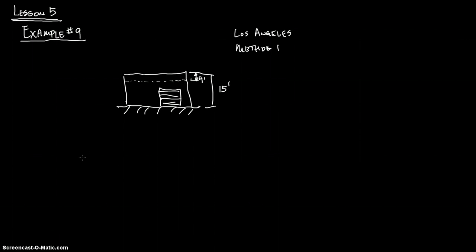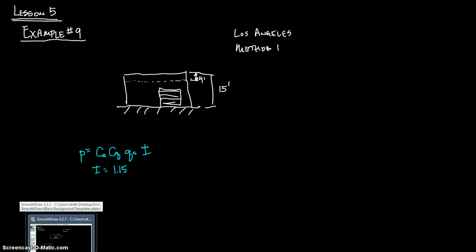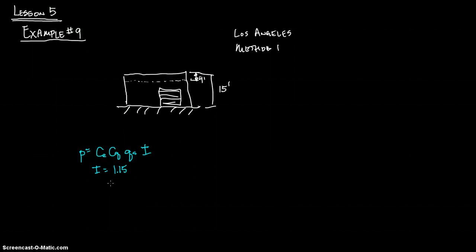The first thing we do is go to the general wind formula, P equals Ce, Cq, qs, I. If you remember correctly, it's a fire station, so I is the importance factor. I'll do that first because it's the most obvious to me. I believe it's 1.15. There's a table, but I don't remember where it is located, so just trust me on this.